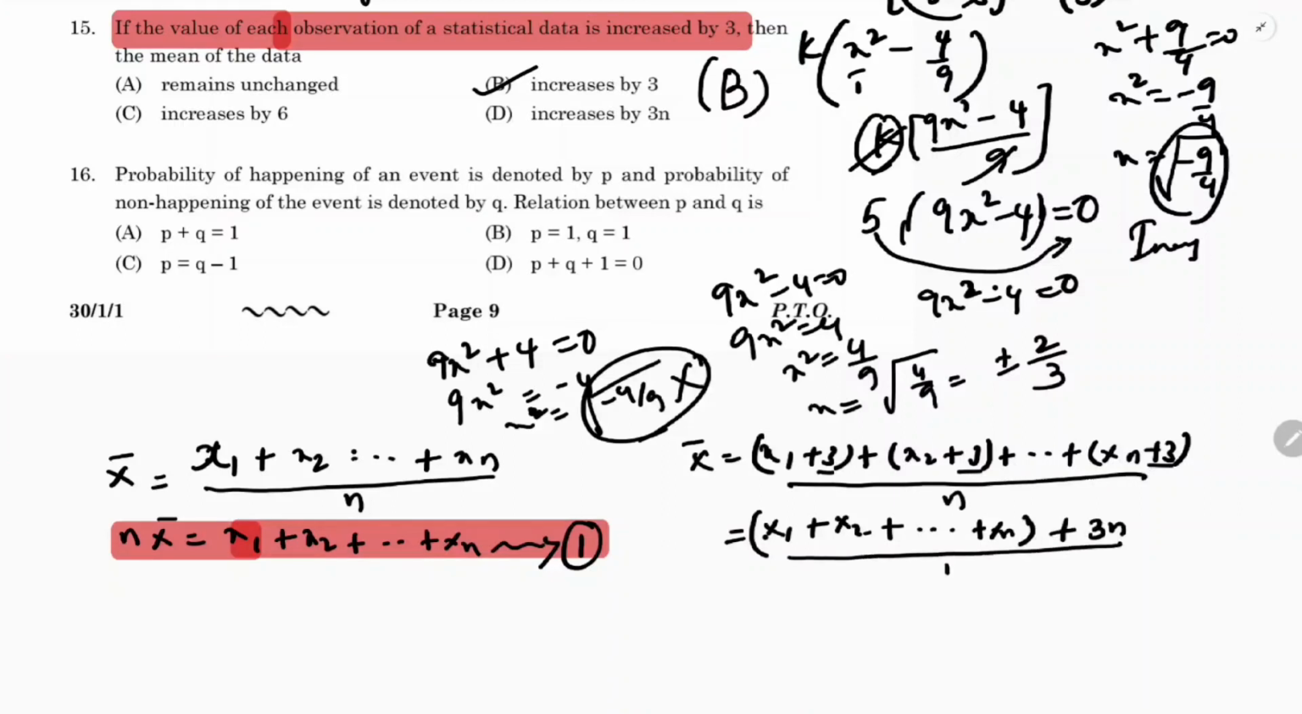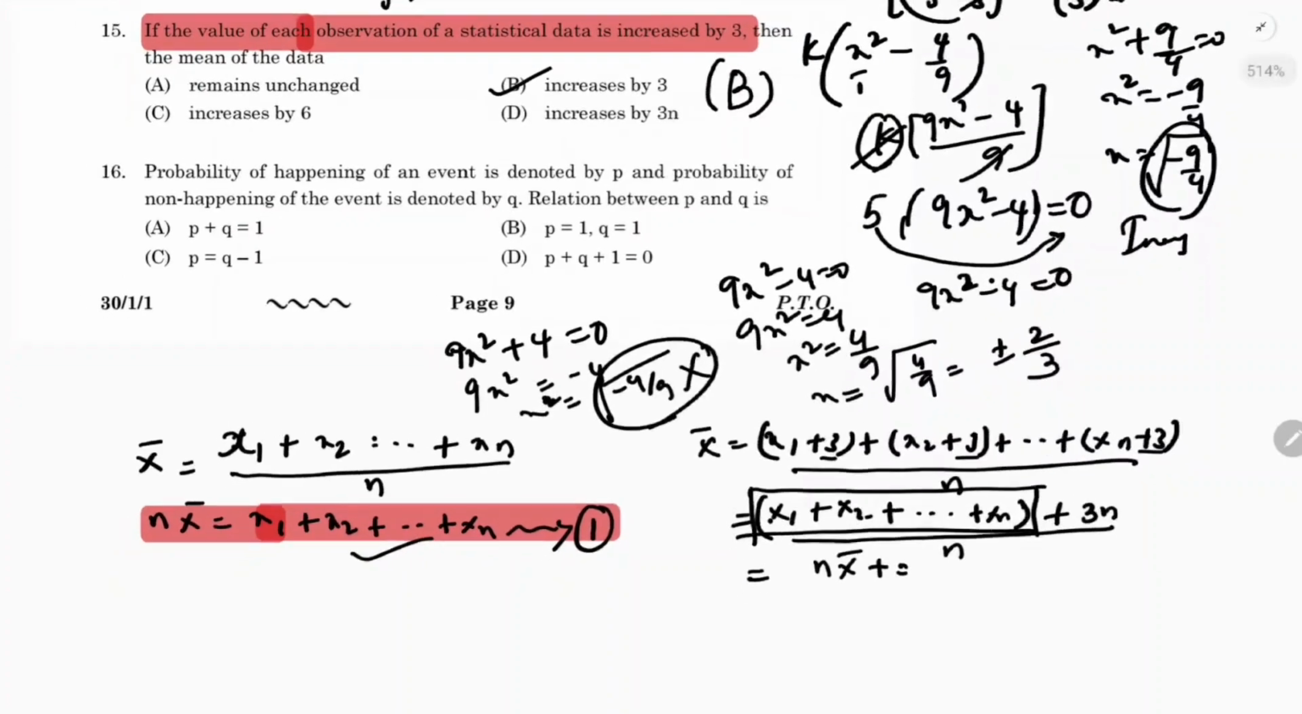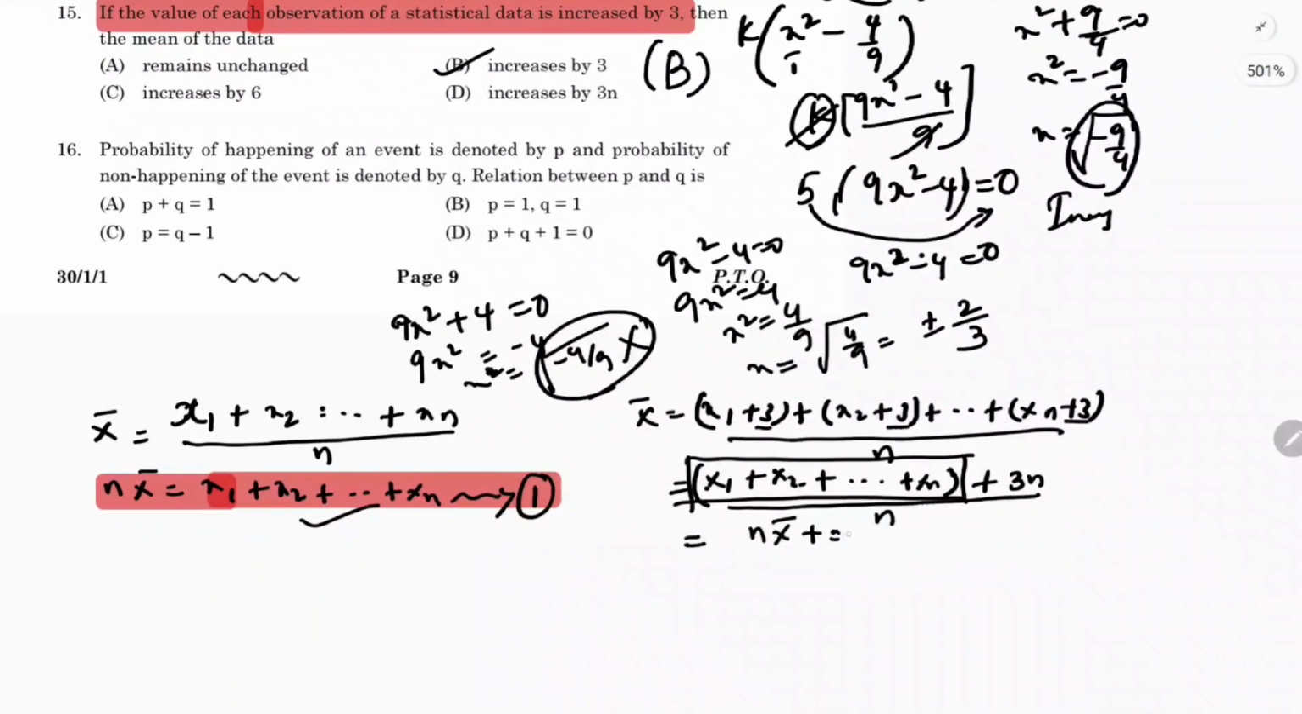Now see this one, x1 plus x2 plus so on xn, the value we just got here, that is n times x bar, plus 3n. n times x bar plus 3n. So if we write 3n by n, if we take n common, x bar plus 3. See here, you're left with x bar plus 3. So the mean also will increase by 3. Whatever we do to the observations, in the same way the mean will get affected.